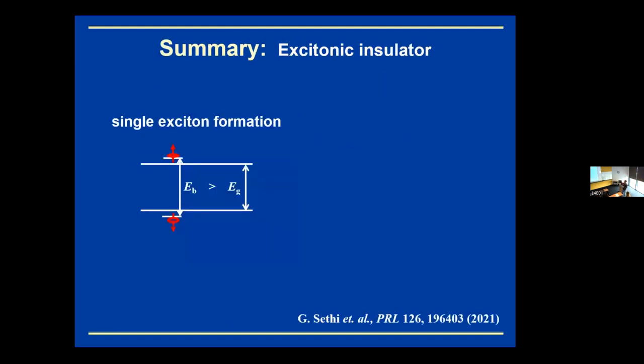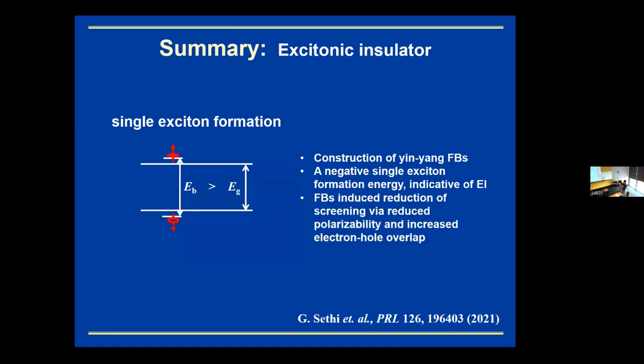Okay, I'm almost done. So in summary, I basically showed you two results. One is that by density functional theory and GW calculations, we can calculate a single exciton formation energy, and we show how to do this by the construction of yin-yang flat bands. And this negative single exciton formation energy is indicative of excitonic insulator states, because flat bands can significantly reduce the screening for exciton formation. And this is the first paper.